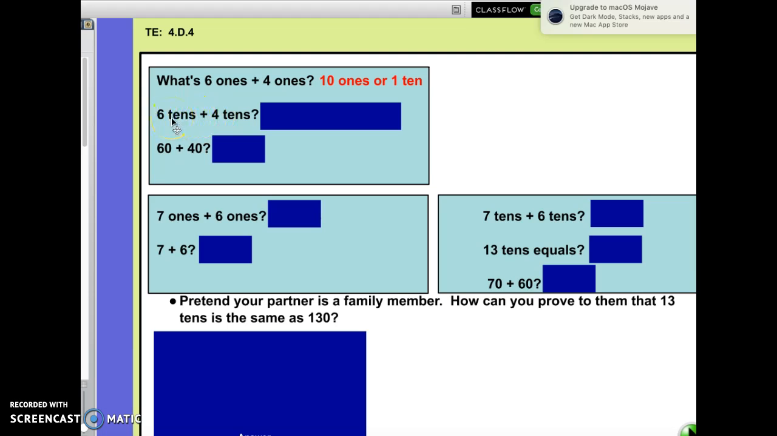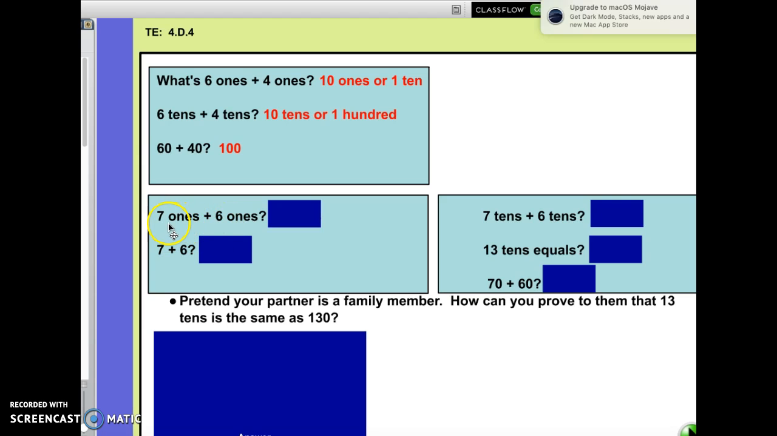6 tens plus 4 tens. Okay, so right now the unit is 10. So 6 tens is really 60, and 4 tens is really 40. And 6 tens plus 4 tens is 100, or 10 tens. And this is just our standard way. 60 plus 40, 100.